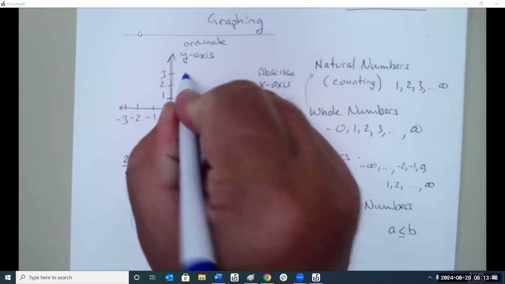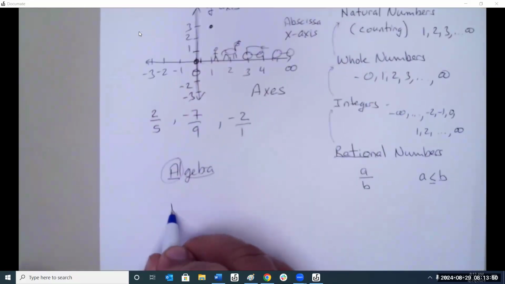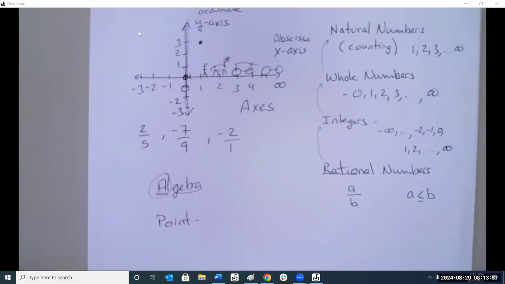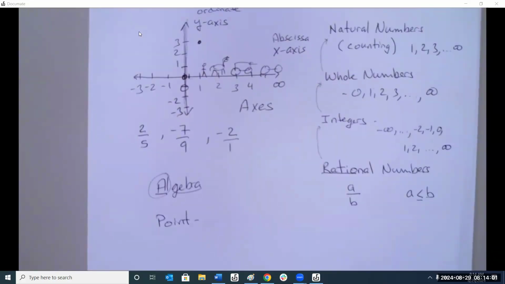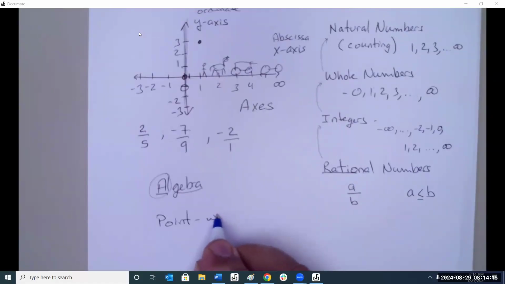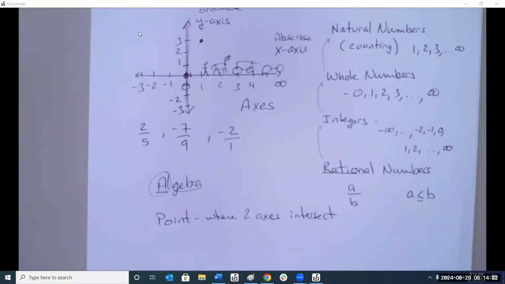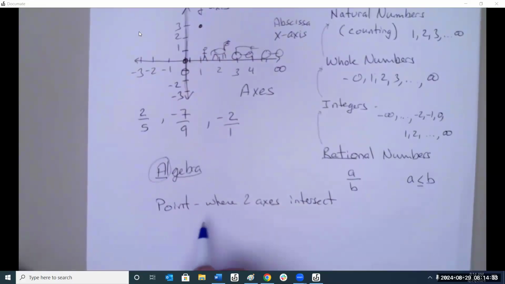What do we call a dot that we put there? A point. Let's define a point. What is a point? I know we use these words all the time, but do we know the definitions of them? Okay, what is it when it comes together? Yeah, you're right. It's X and Y where they come together. Well, where two axes intersect. You have a vertical axis and a horizontal axis. It's actually a location.